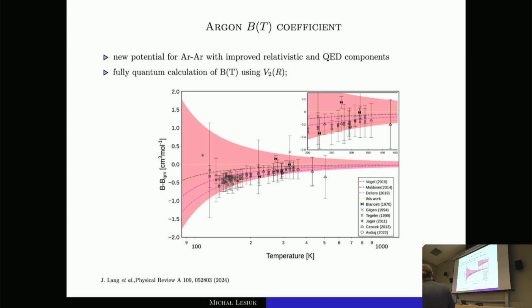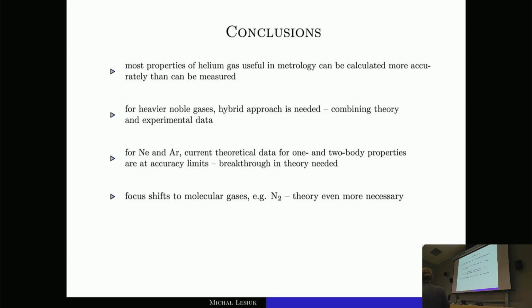But what we managed to do is do these calculations for a wide range of temperatures in a systematic manner and estimate the uncertainty rigorously. So again, if the accuracy is comparable, they can take the theoretical result for any temperature they might want. And finally, for conclusions, first of all, most properties of helium gas, which are useful in metrology, can now be calculated more accurately than can be measured. And this is the basis for the primary pressure standards that we have today.